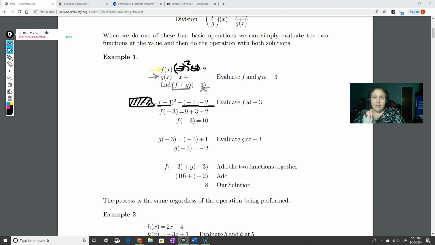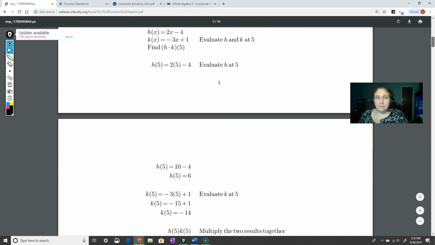So same thing with g. Plug -3 into the g equation. Solve it. Then, because the initial question asked you to add those two functions together, all we do is add those two numbers. Here is what it says. Add these two numbers up after you figure out what each of them is at -3. 10 plus -2, 8. Let's look at another question. It's literally going simply one step at a time, one step at a time.